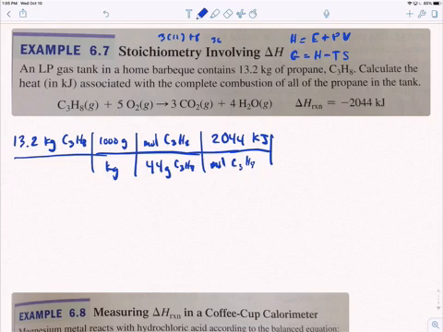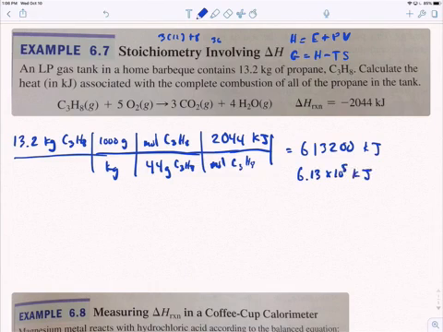Okay, so doing this calculation, this equals 6.13 times 10 to the 5 kilojoules of heat. How many sig figs? We have 3. So 6.13 times 10 to the 5 kilojoules of heat.